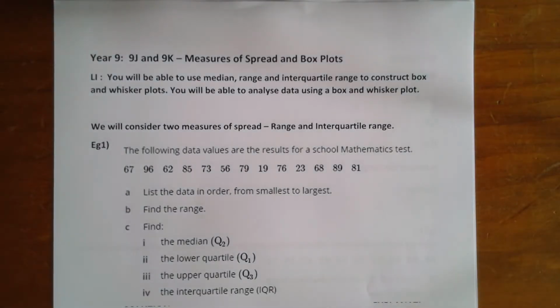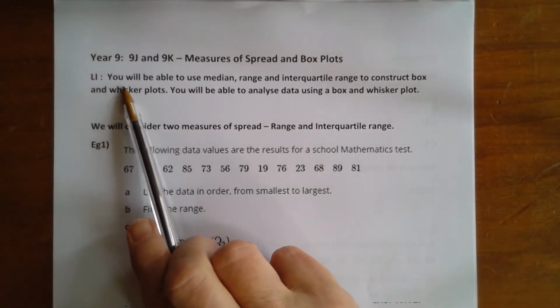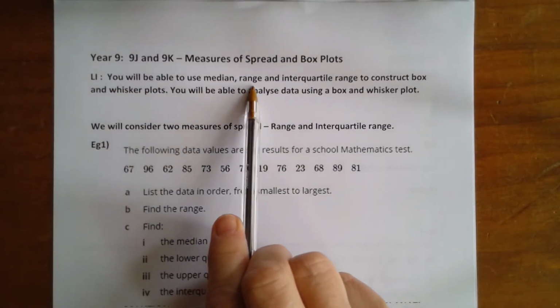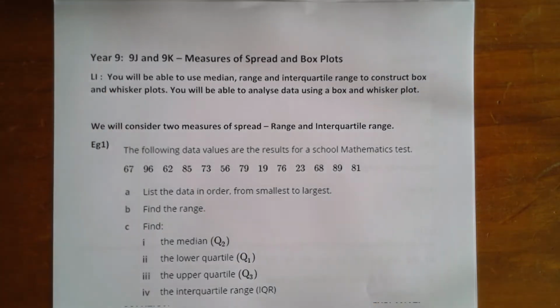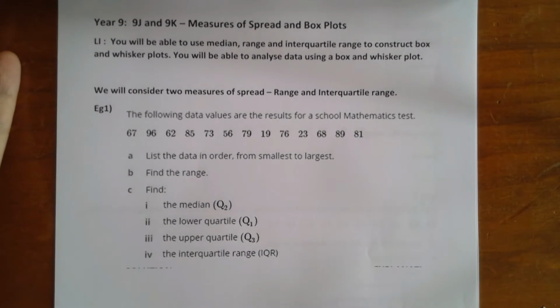Hey girls, this is the video for 9J and K, measures of spread and box plots. So the learning intention is that you'll be able to use median, range, and interquartile range to construct box and whisker plots. Wow, that's a lot of big words. Okay, so let's go and see what we can do.